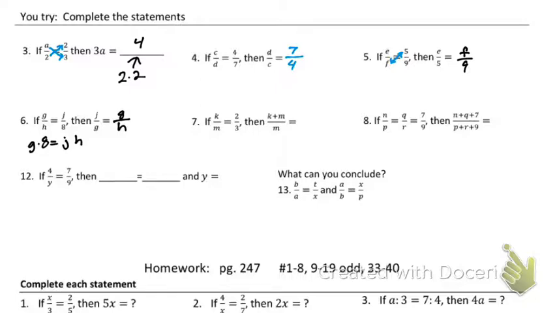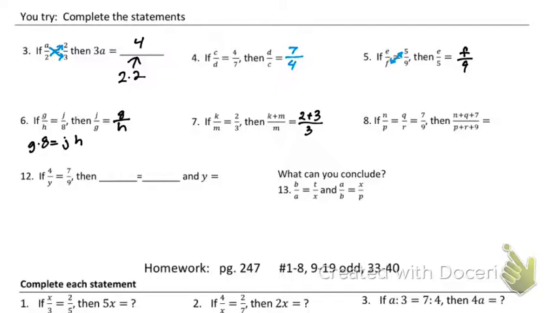Number 7, we have K over M equals 2 over 3. Then K plus M over M equals what? Sam? 5 over 3. You are 100% right. I'm just going to write it as 2 plus 3 over 3 so we can see that adding that denominator. But 5 over 3 is 100% awesome.